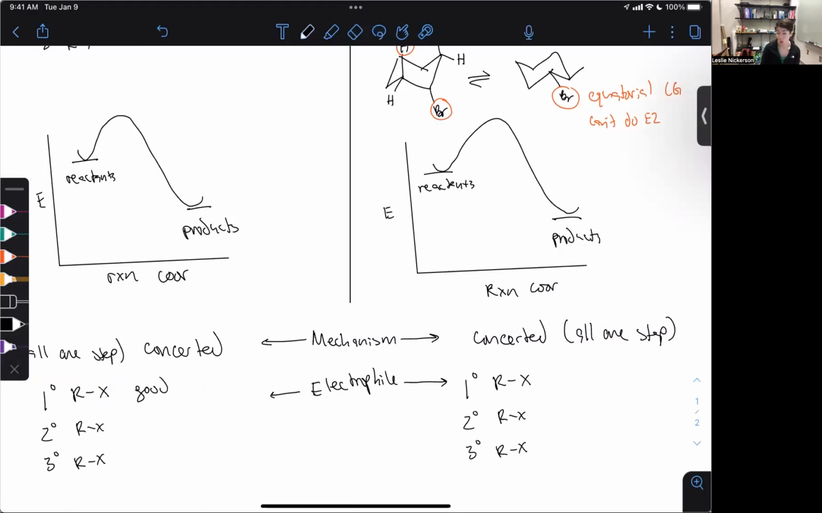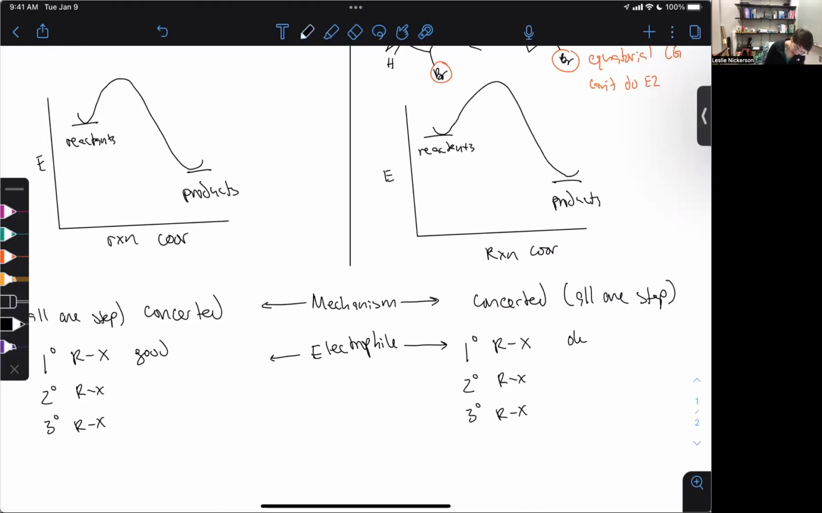It's not going to work great for the E2 because the SN2 and the E2 are going to be fighting it out quite a bit. So this is going to be okay. Generally the SN2 is going to win out when you've got a primary alkyl halide.